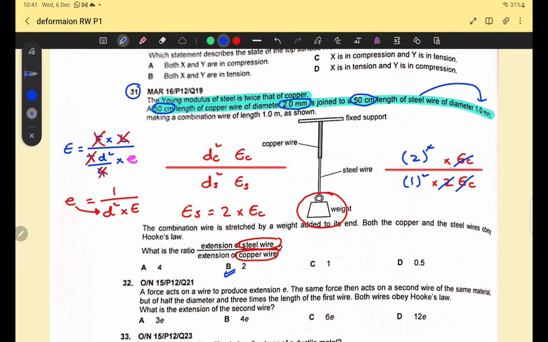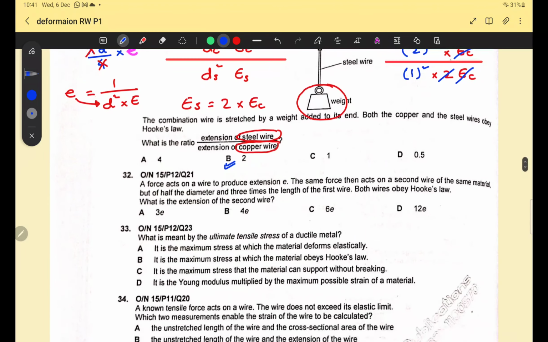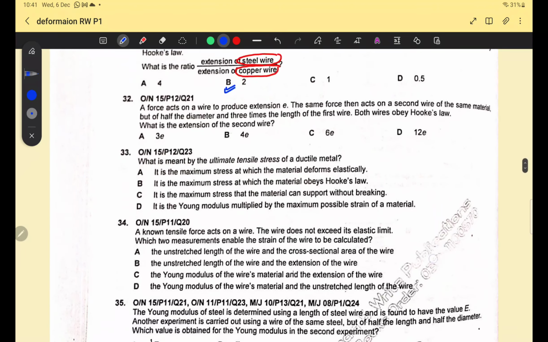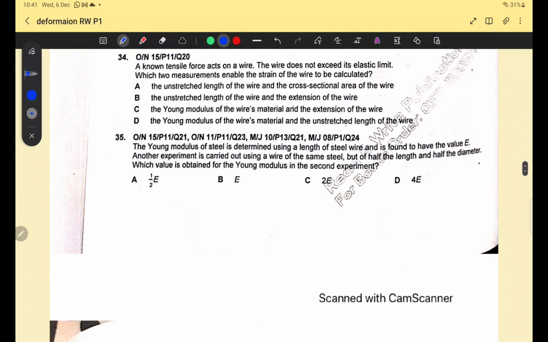Okay, beta. So in this way, we have solved many questions on the same topic, and the toughest question I am going to solve. But question number 35 is very simple. In question 35, the Young modulus of steel is E.